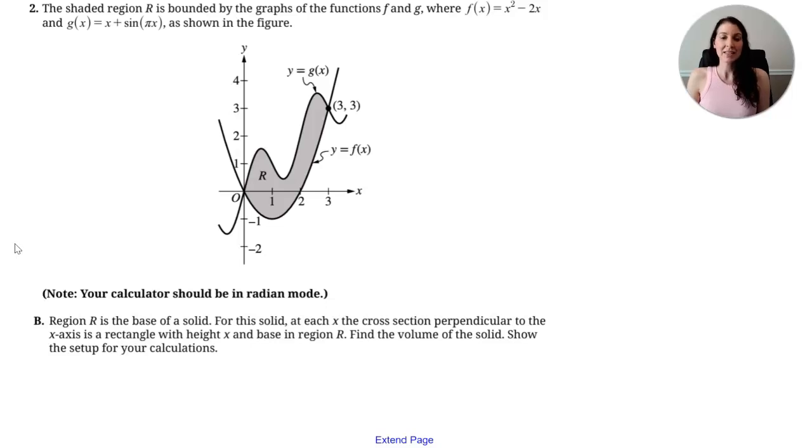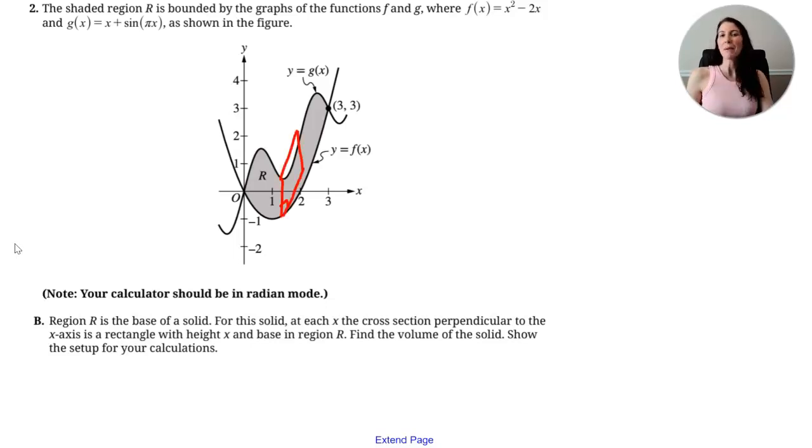In part B, it says that region R is the base of a solid. For this solid, at each x, the cross-section taken perpendicular to the x-axis is a rectangle with height x and the base in the region R. And we need to find the volume of the solid and show the setup for our calculations.